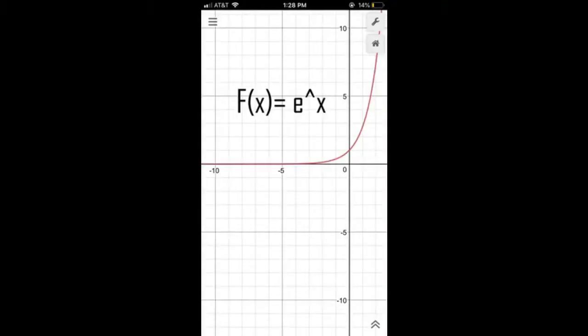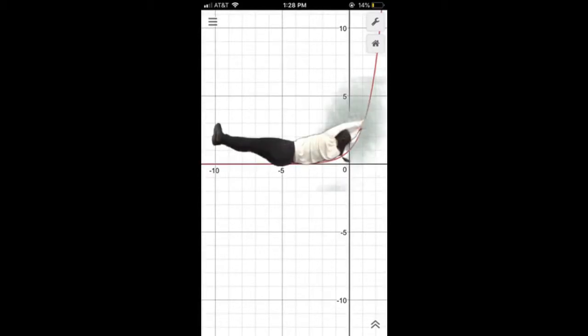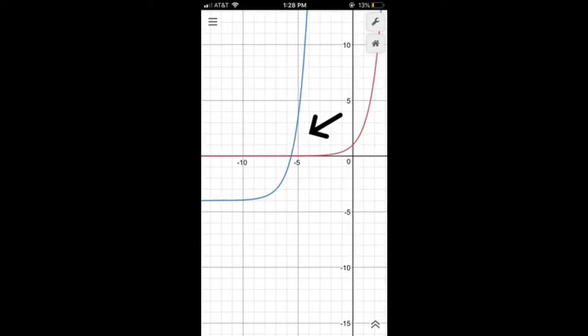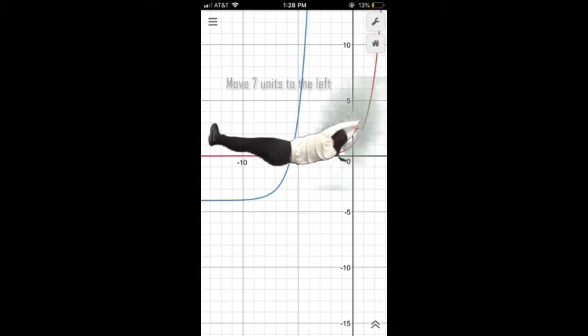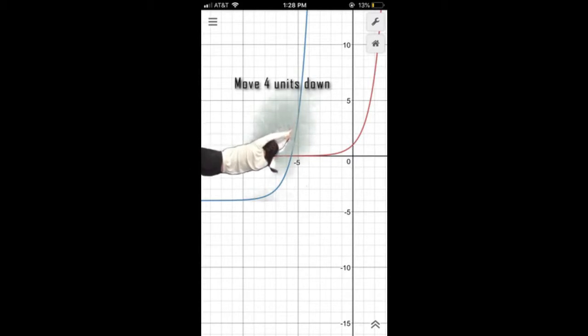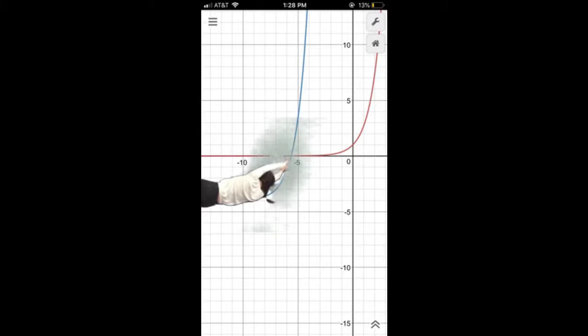The graph of f of x equals e to the x power looks like this. Thank you, Casey, for demonstrating. The graph of g of x equals e to the x plus 7 power minus 4 looks like this. How do you get f of x to look like g of x? Good question. You simply take the plus 7 in g of x, which means move 7 places to the left on the x-axis, and the minus 4 means move it 4 places down the y-axis, and then f of x will look like g of x.